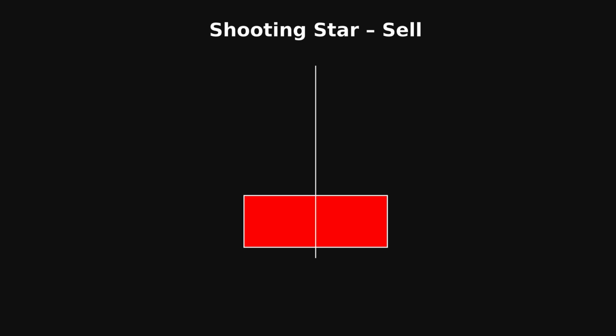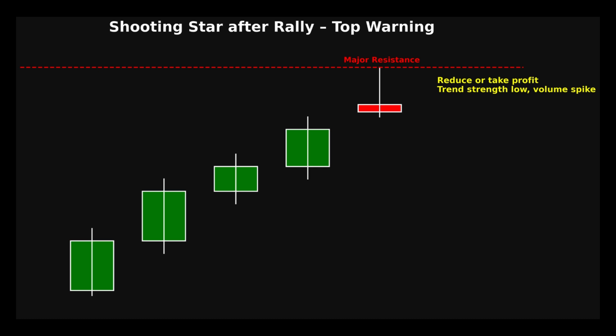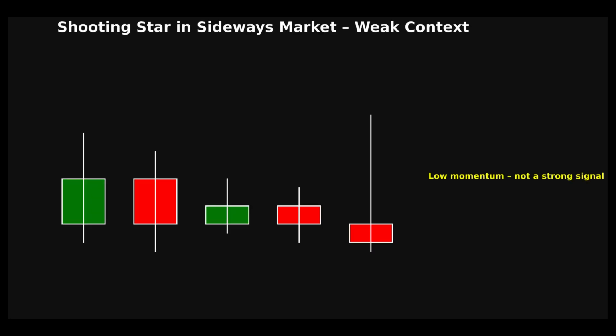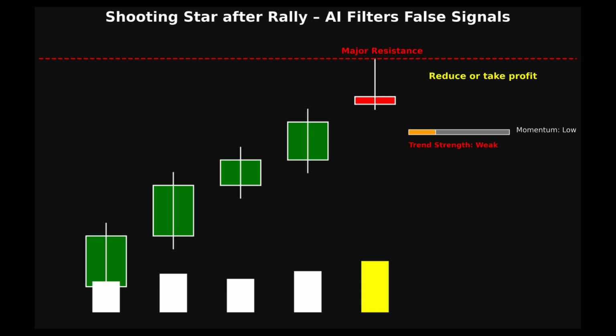Third, the shooting star. Small body, long upper wick, close near the low, after a rally. Often a top warning. If you're long, it might be time to reduce or take profit. If you're flat, it's usually a don't buy here. AI filters out false stars by checking momentum, volume, and trend strength.